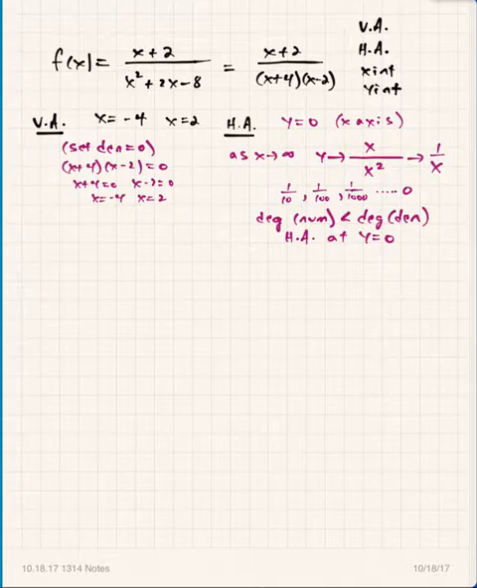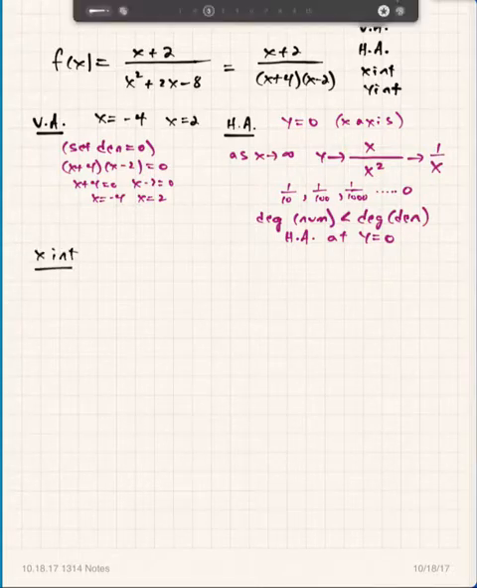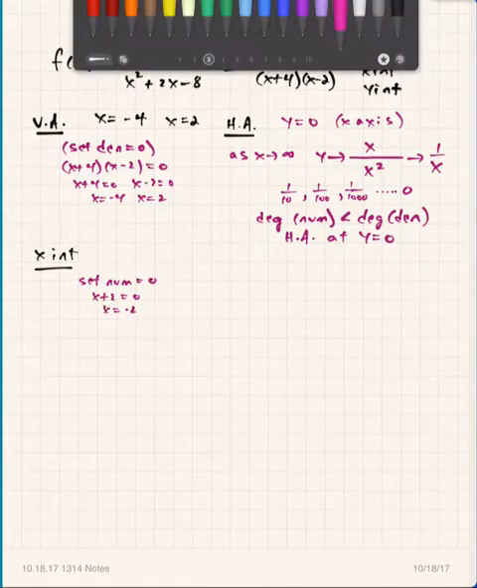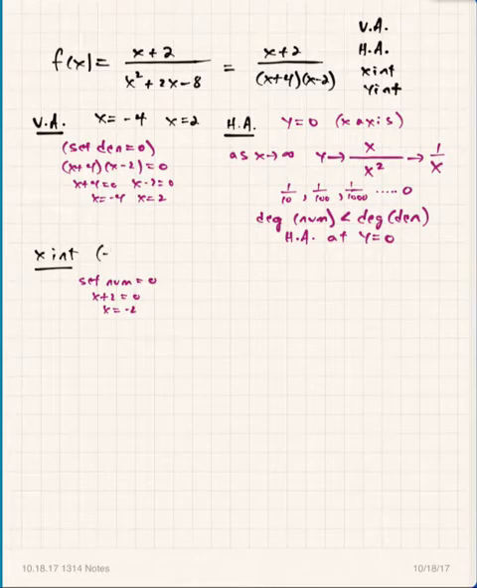All right, so the x-intercept. So remember that the x-intercept is where the numerator is equal to 0. So you set the numerator equals 0. And so in our problem, the numerator is x plus 2. You set that equals 0, and you get negative 2. And so we have an x-intercept at negative 2, 0.